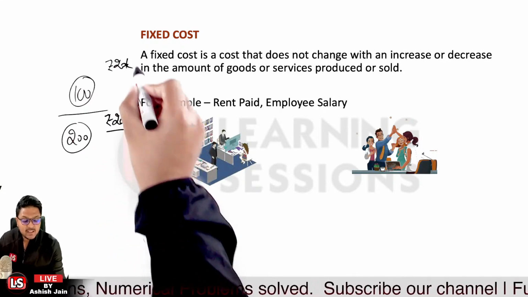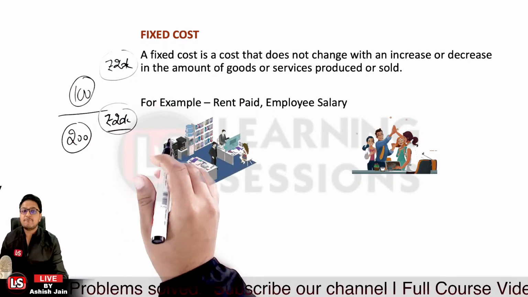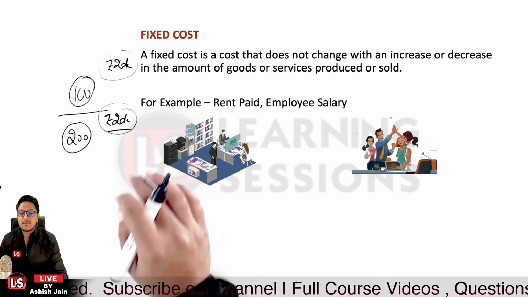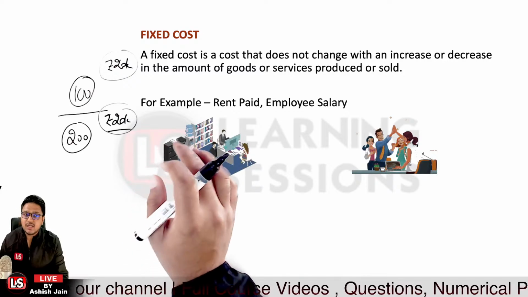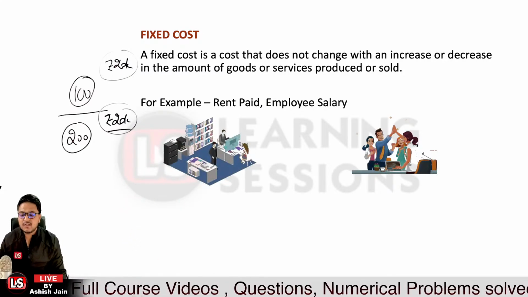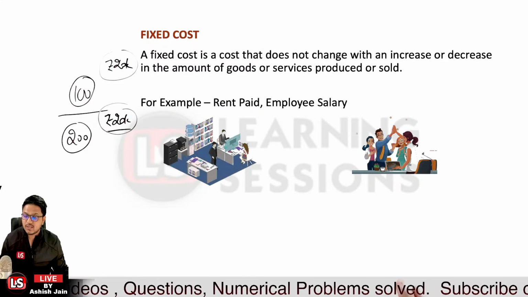Okay, so the rent is basically fixed. The rent is fixed. So it will be what type of cost? It will be a fixed cost. Fixed cost is that particular cost that does not change or deviate with increase or decrease in the production. So whether there is increase in production, whether there is decrease in production, the fixed cost is not going to be changed.